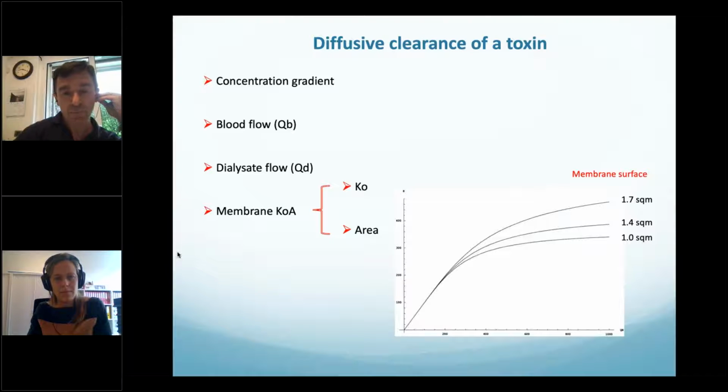But once again, the blood flow is an important limiting factor, because if the blood flow is below 200, once again, it does not make sense to use a huge filter, because we will have an increased extracorporeal blood volume, but not an improved clearance.